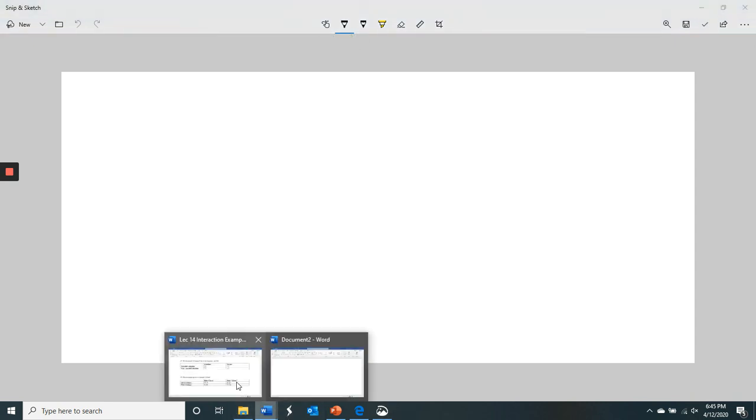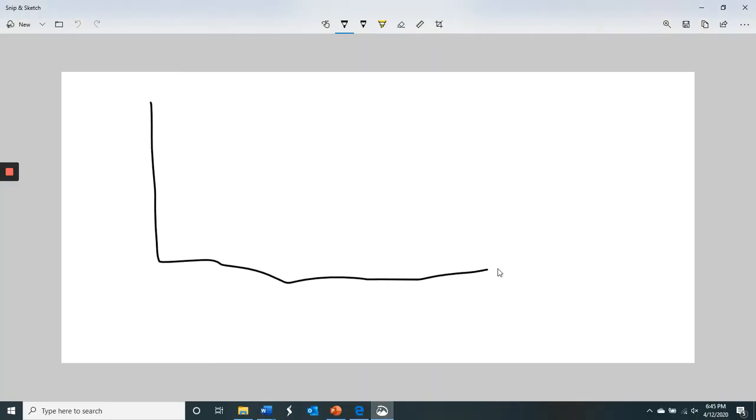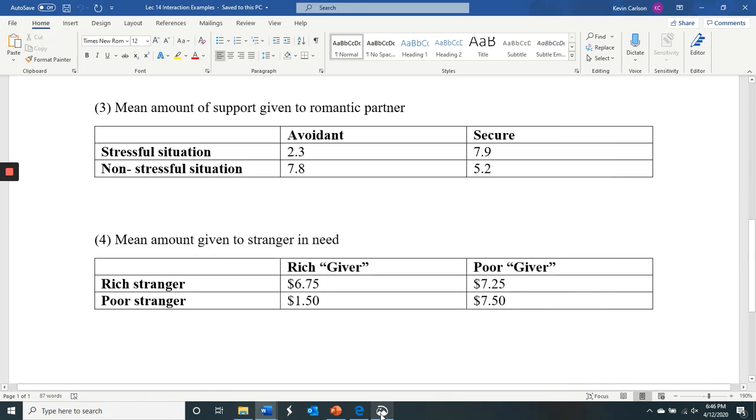Let me get the data up here so it's easier. Support giving is the thing. We're going to have avoidant attachment and secure attachment on the bottom, then the stress condition on top. And maybe I'll just draw the line. There are different ways of doing it, and maybe drawing the lines is easier.